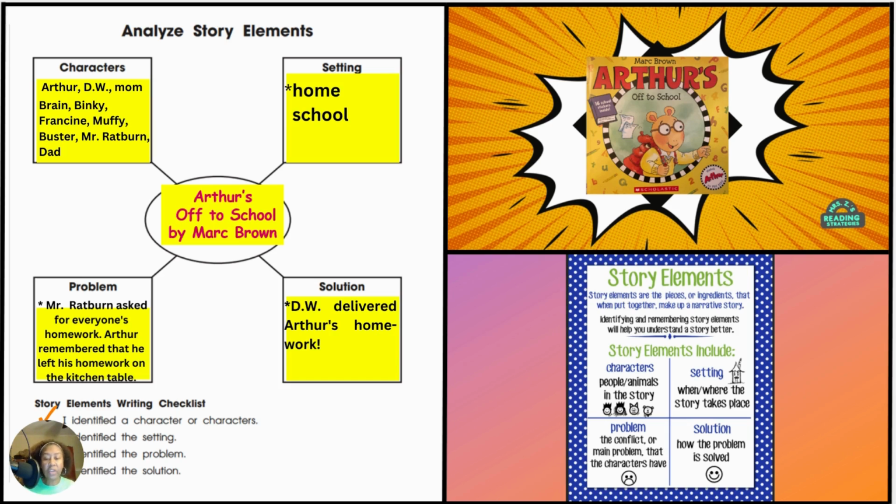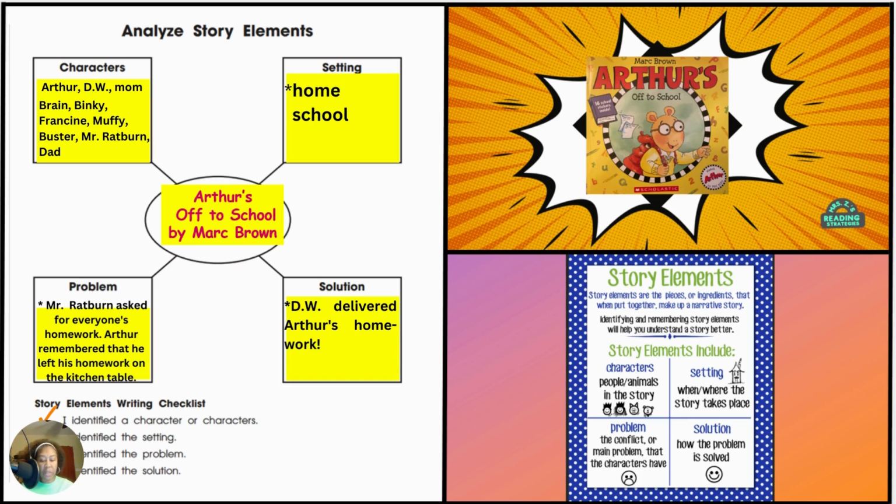So we're going to use our anchor chart as a guide as we analyze story elements of Authors Off to School. All right, boys and girls, when we analyze story elements, we look at the characters. We talk about and look at the setting, what happened in the story, such as the plot or the problem, and also the solution. How did they solve the problem? So let's go one by one, piece by piece.